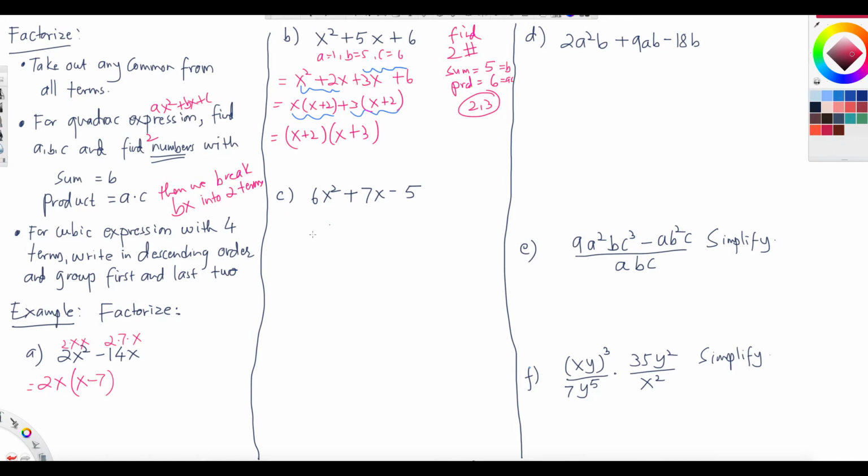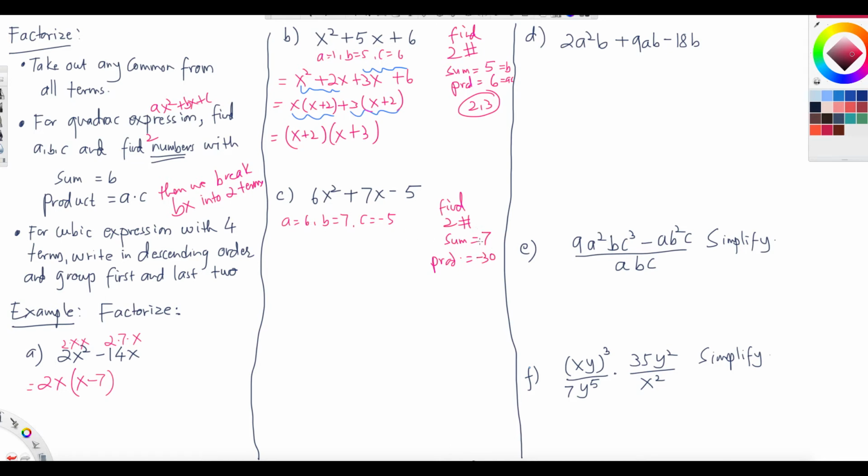Okay. Let us do this example. What is a? A is 6, b is 7, and c is negative 5. Don't forget the negative sign here if there is any. So we need to find two numbers whose sum is 7, the middle term b, and whose product is a times c, which is 6 times negative 5, negative 30.